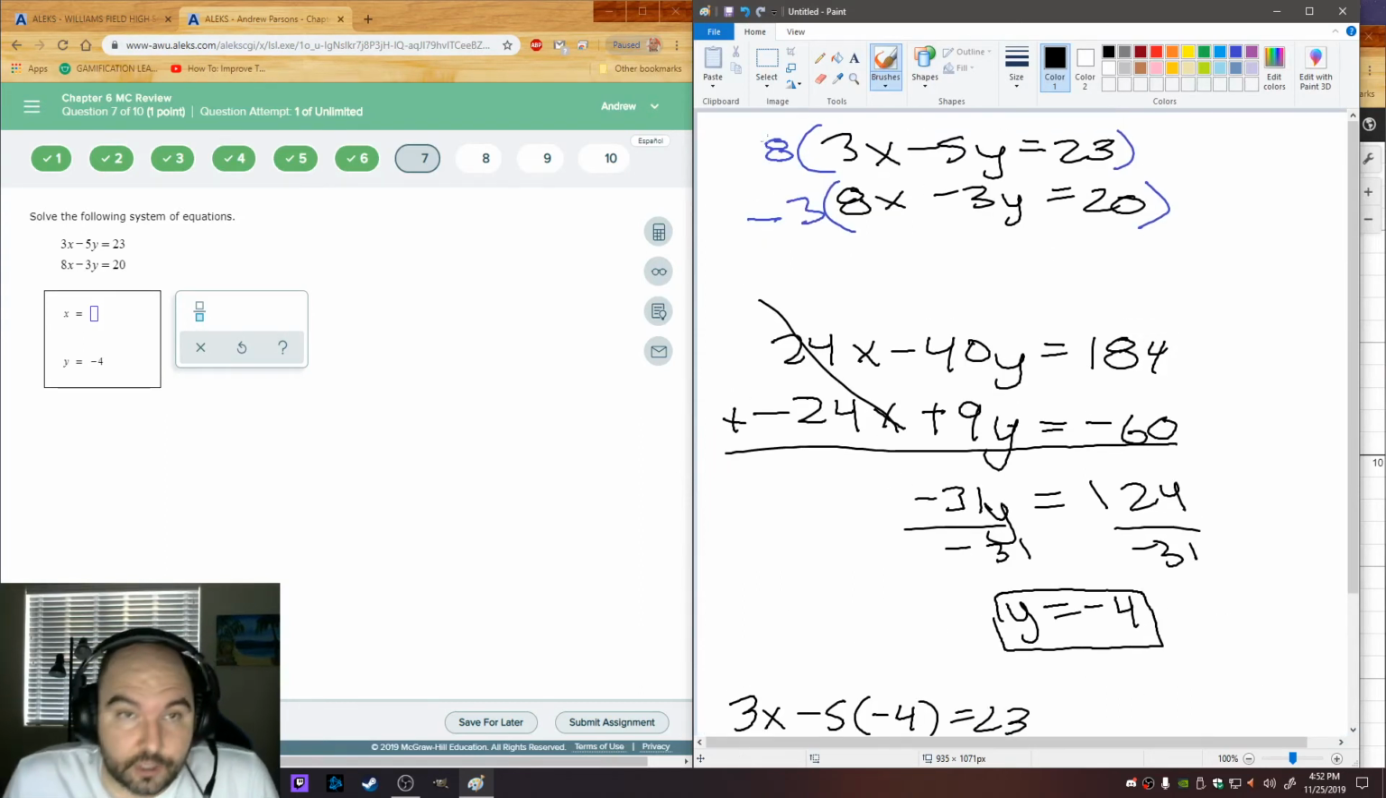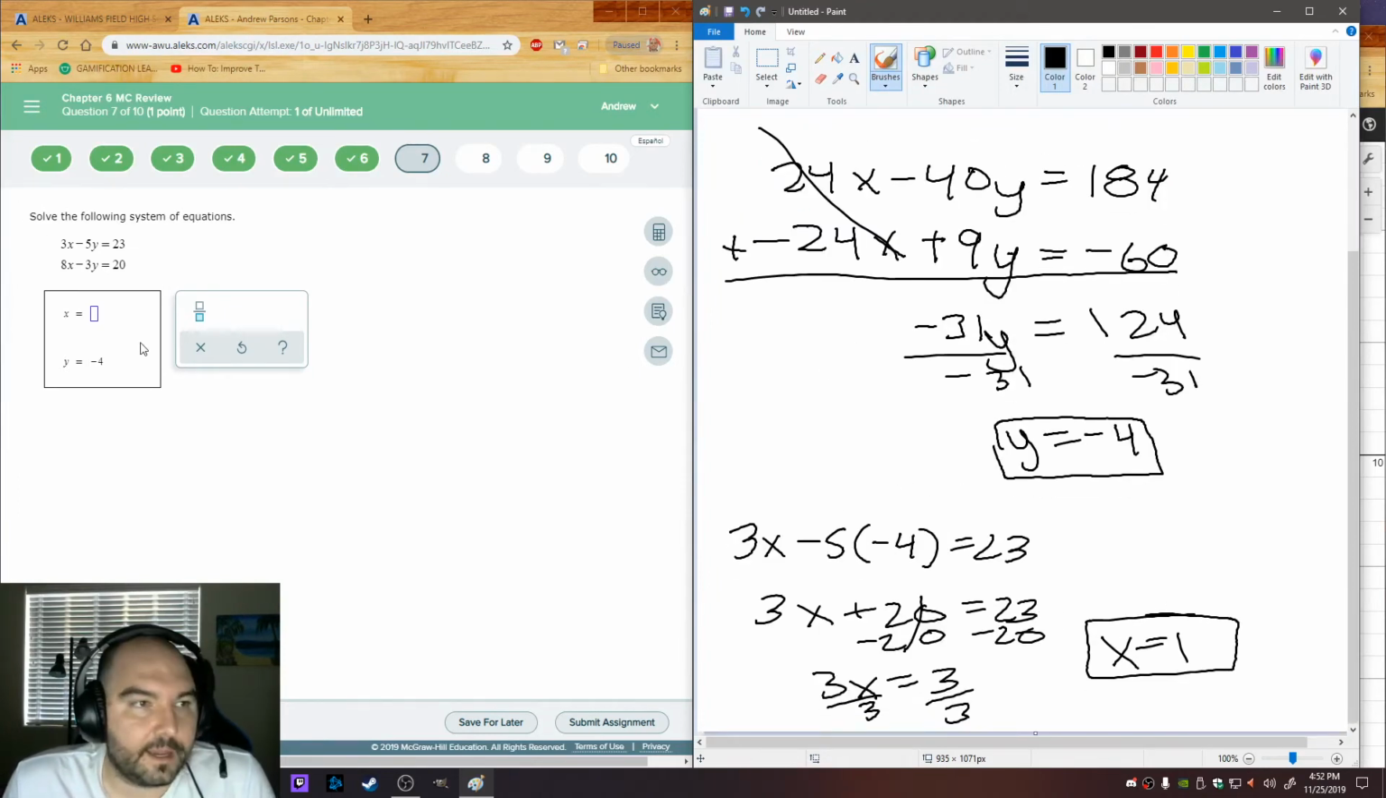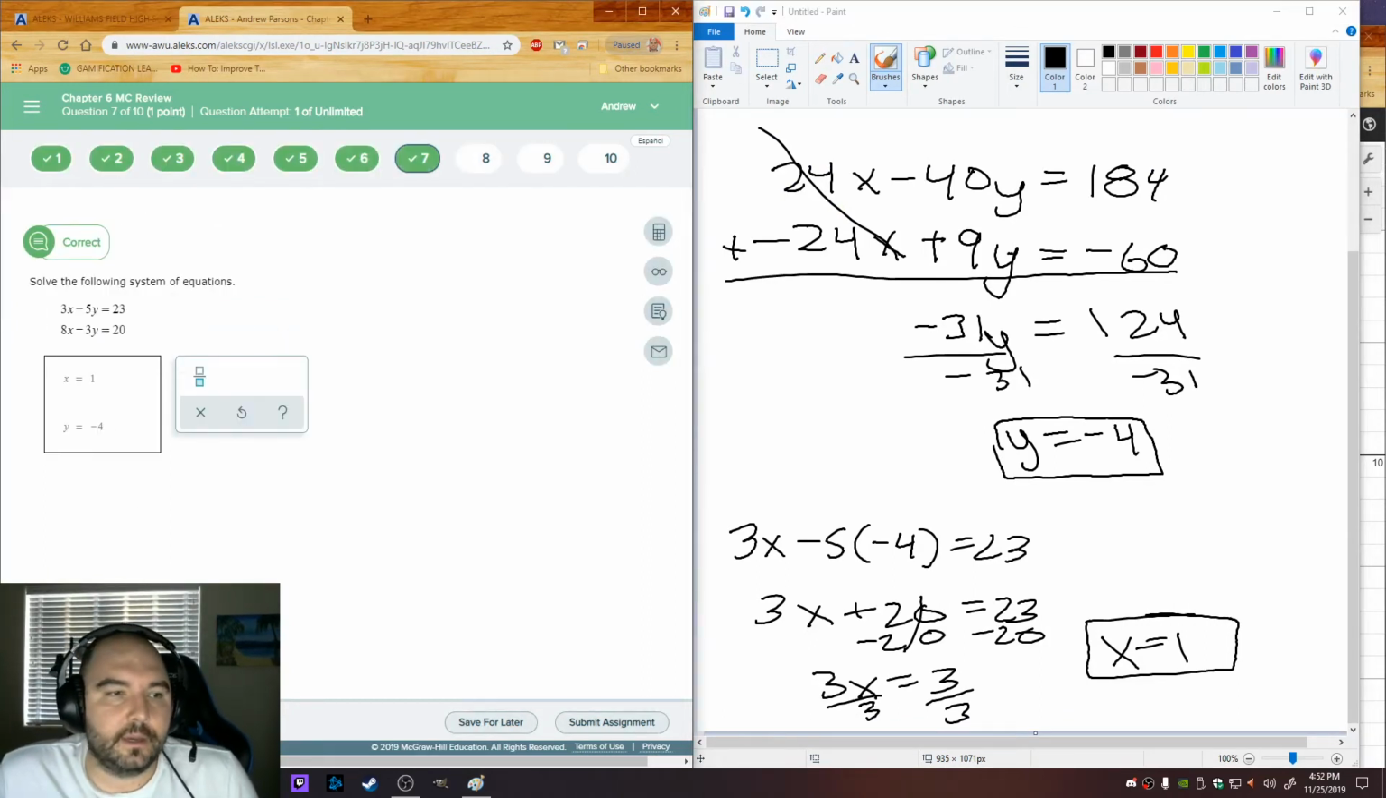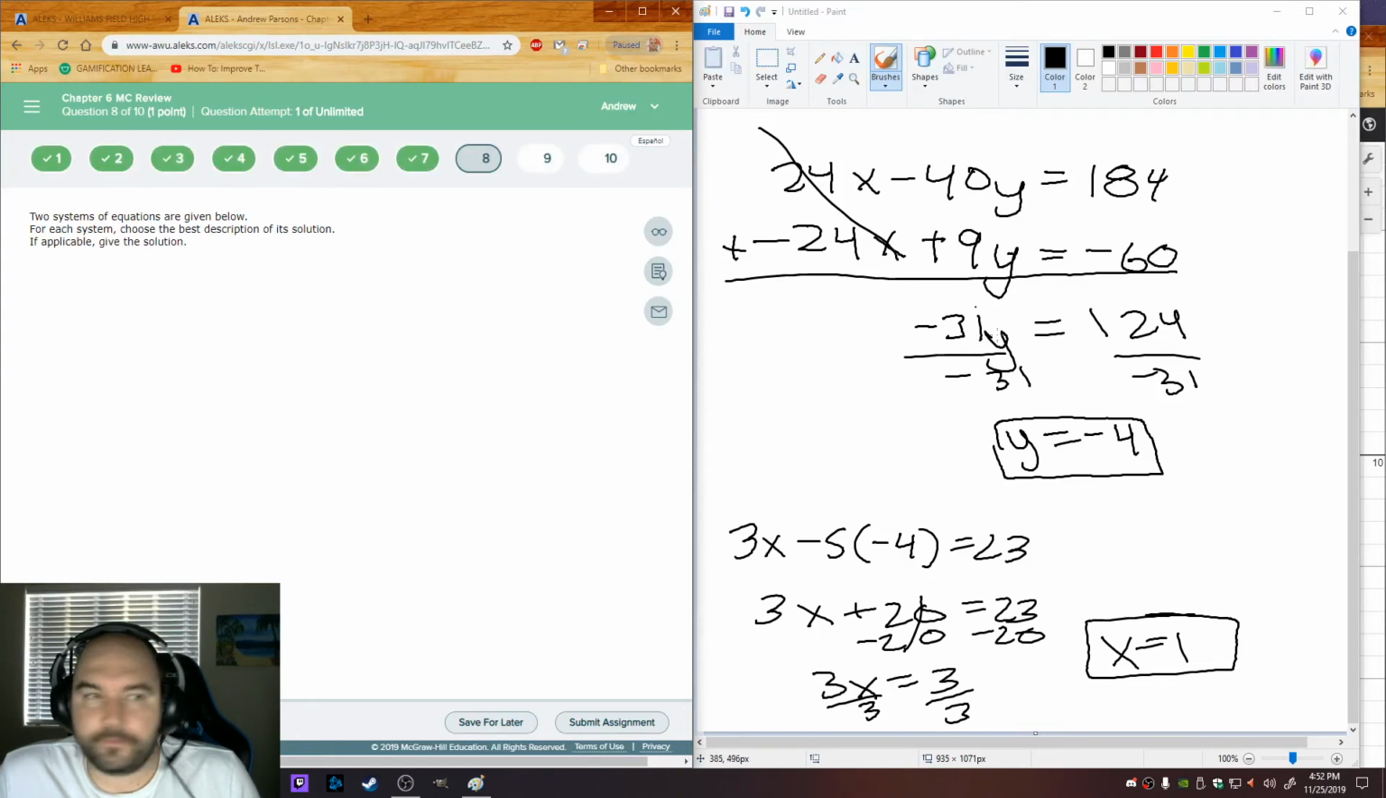You gotta show me the work. You gotta show me that you're multiplying both equations. You gotta show me you canceling out to solve for one of the variables, and you gotta show me plugging it back in and working it out for the other one. And I'll, of course, check on Desmos if you want. I'm trusting my answers here.